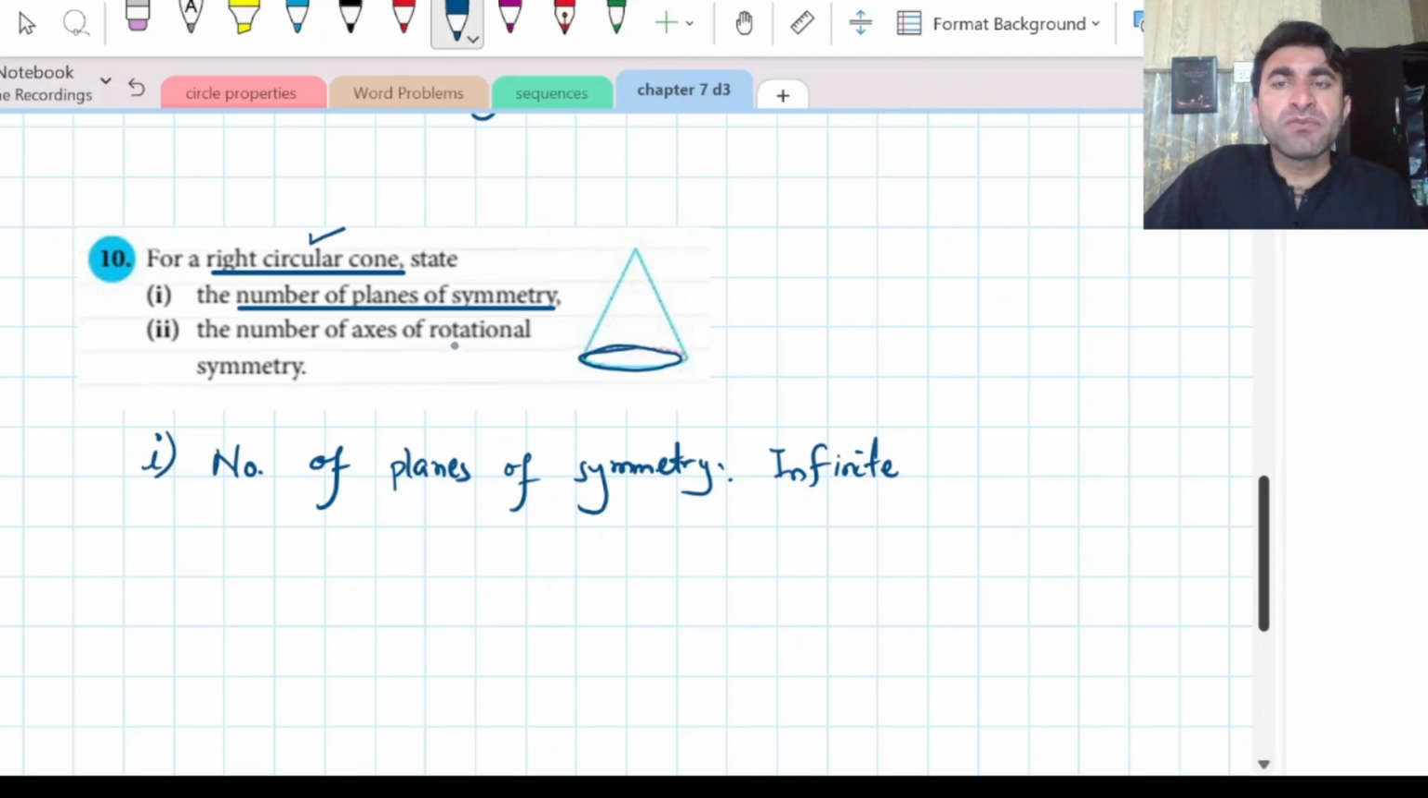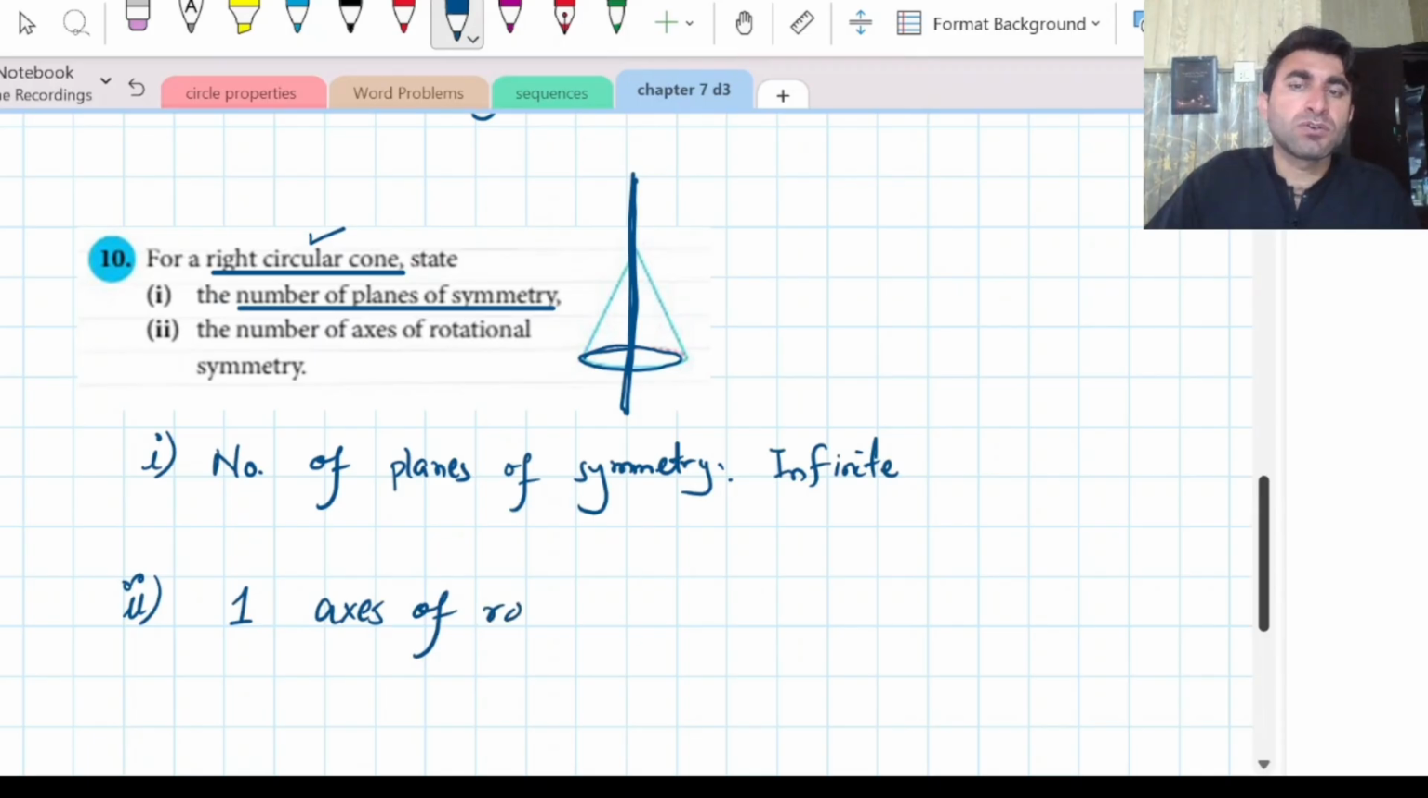And for the number of axes of rotational symmetry, there is only one axis of rotational symmetry, which is passing through the apex and the center of the base. This is the only axis of rotational symmetry. So this was question number 10. Let's move to question number 11 now.